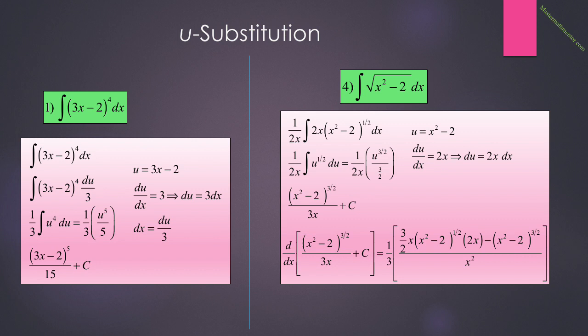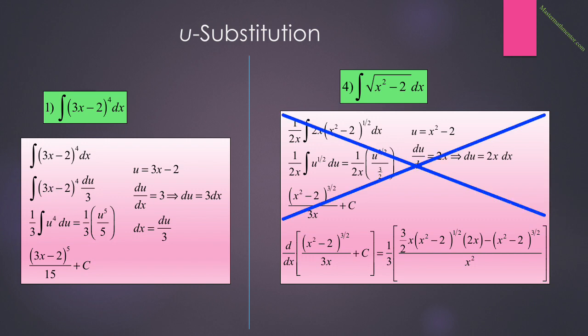This becomes 1 over 2x times the integral of u to the 1/2 du, and that becomes 1 over 2x times u to the 3/2 divided by 3/2. And our final answer is x squared minus 2 to the 3/2 power over 3x plus c. It looks good, but wrong, wrong, wrong.